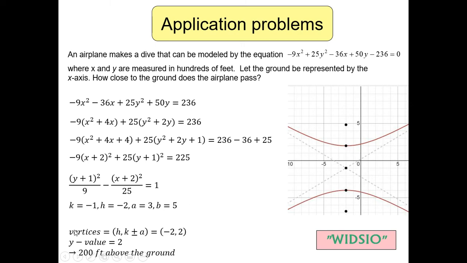So the closest it gets to the ground is that y value of 2, which is 200 feet above the ground. So again, a lot to think about, but I think you've done enough problems like this that you should be able to get it. A lot of notes there, I know.